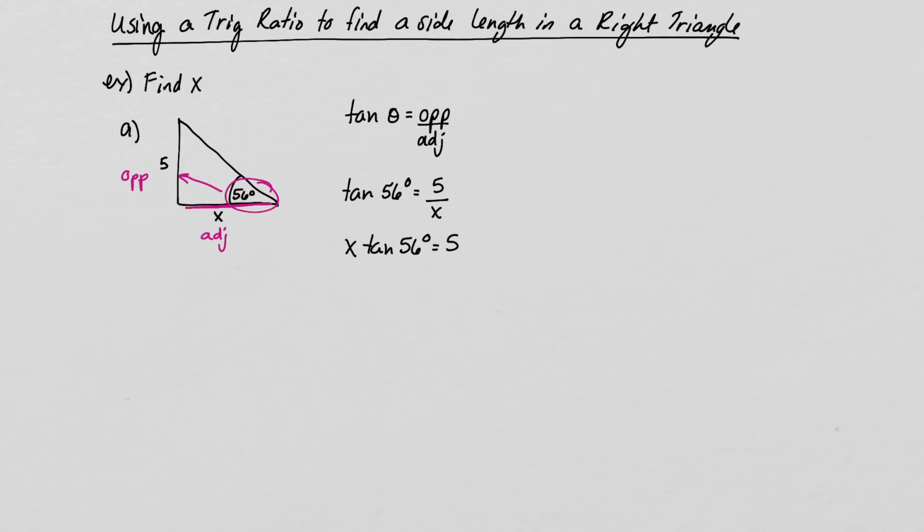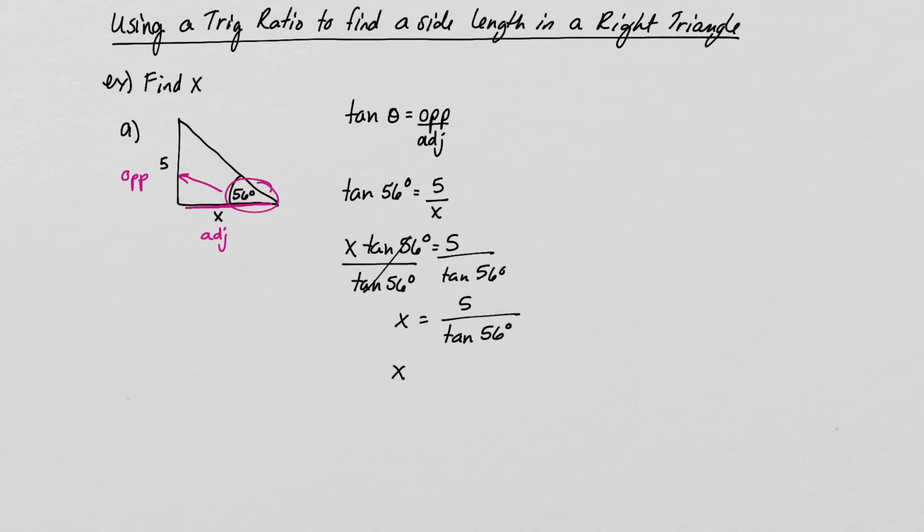Now tangent of 56 degrees looks a little weird, but it's really just some number. So I'm going to divide both sides by the tangent of 56 degrees, and so x is 5 over the tangent of 56 degrees. I can now just type that into my calculator. You do want to be very careful to make sure that your calculator is in fact in degrees. So I would definitely check it against the answer I get here.